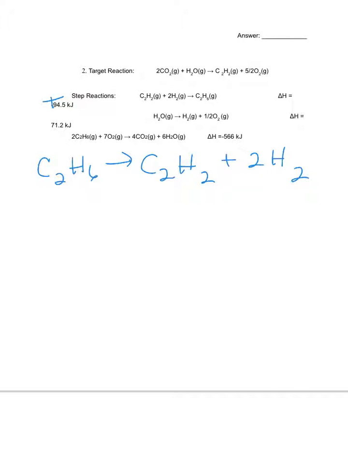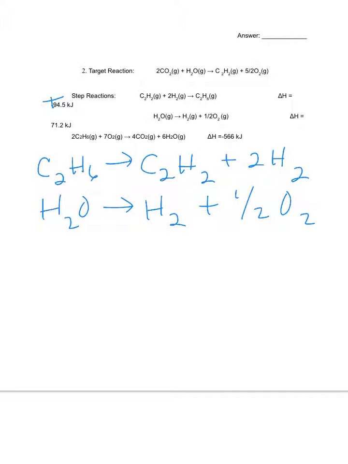we're going to look at the second step reaction. We have water reacting to produce hydrogen gas and 1/2 of oxygen gas. The water is on the left-hand side, and the water is on the left-hand side in our target reaction. And there's only 1 mole in the step reaction, and there's 1 mole in our target reaction. So we're going to leave this as is. And we're going to literally just write it over: H2O yields H2 plus 1/2 O2.